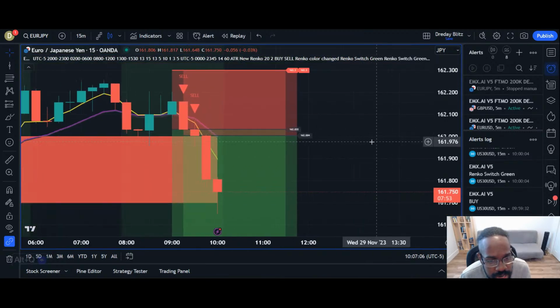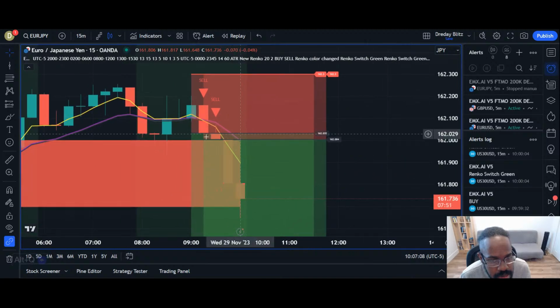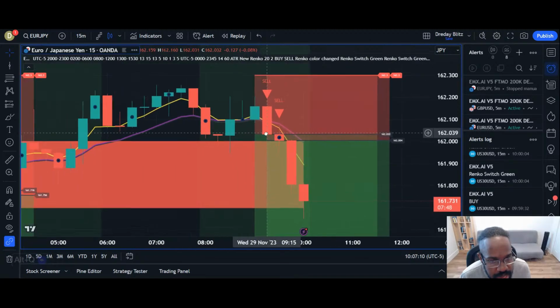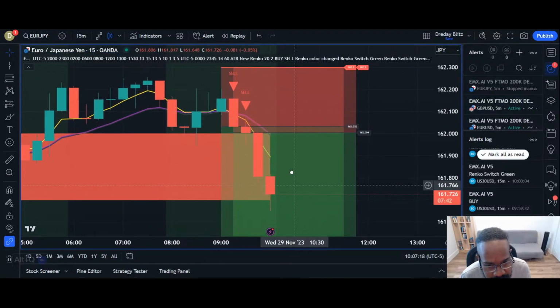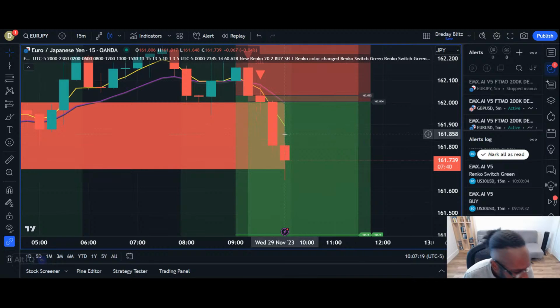So you are currently in that sell. So basically, you had like two sells that came in, one at 9:15 and another one at 9:30. So if you're in that sell, that's great. Should be in good profit so far.